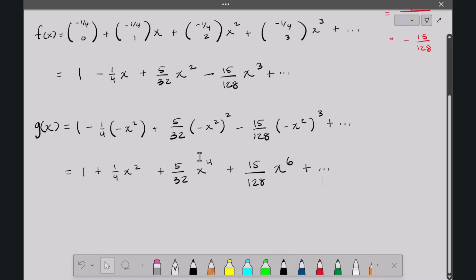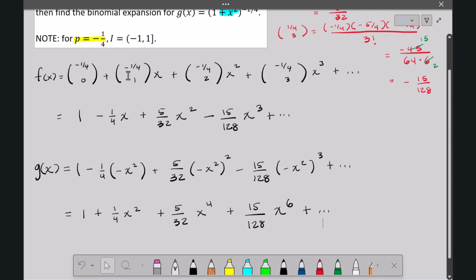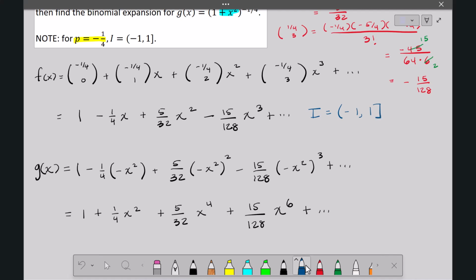Now we did a replacement, so that replacement must also be put into the interval of convergence. And I didn't write it up here, but the interval of convergence for this one, based on a p-value of -1/4, is -1 to 1, including the 1, excluding the -1. Once again, we cannot find this with the ratio test. The way that this interval of convergence is found takes a little more math than what we do in Calc 2, so that's always going to be given to you for a binomial series expansion.